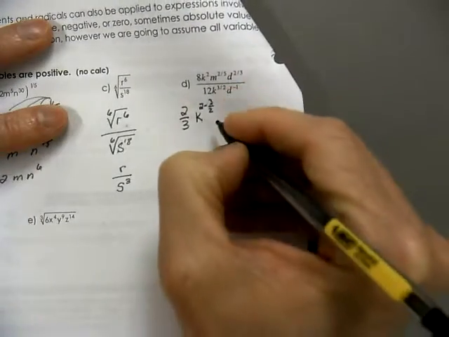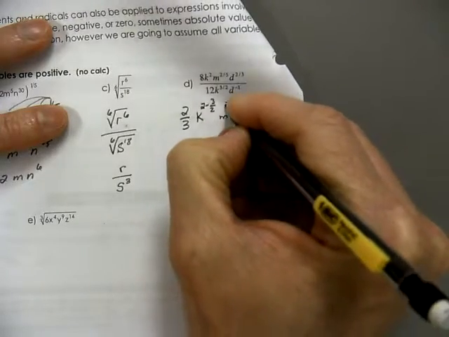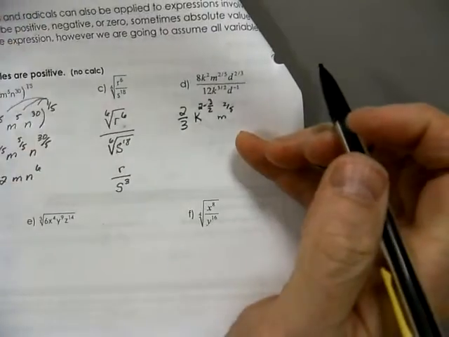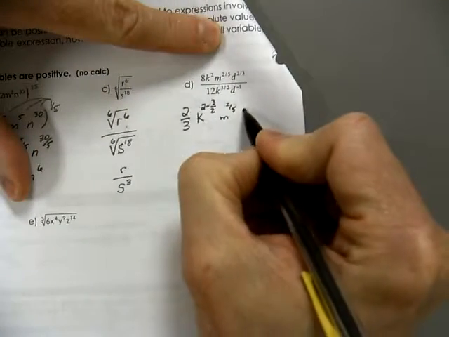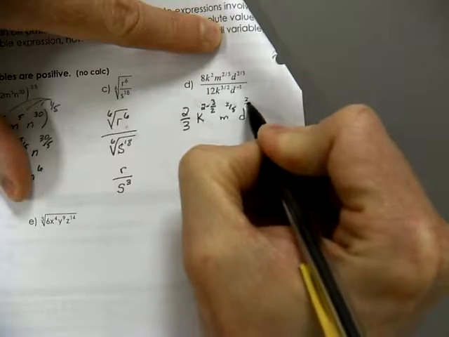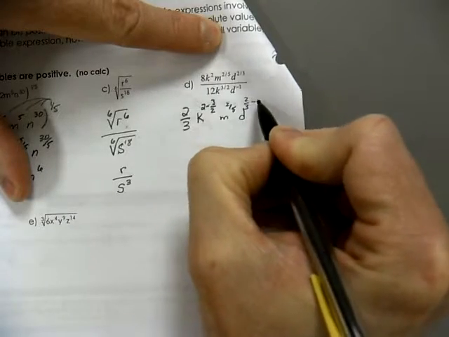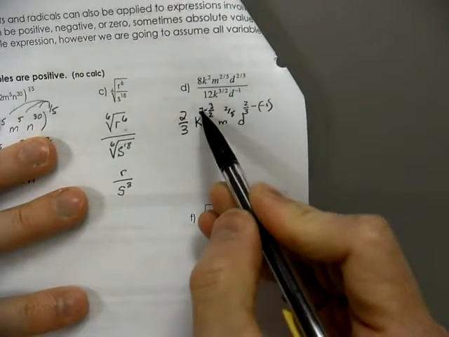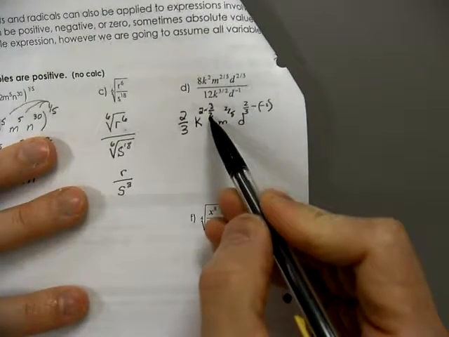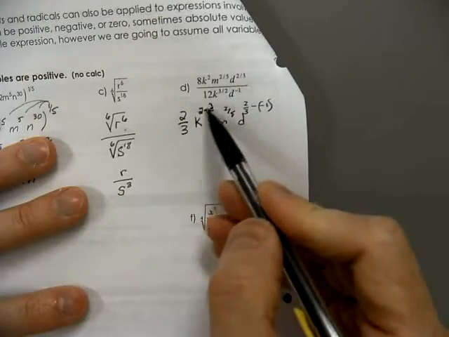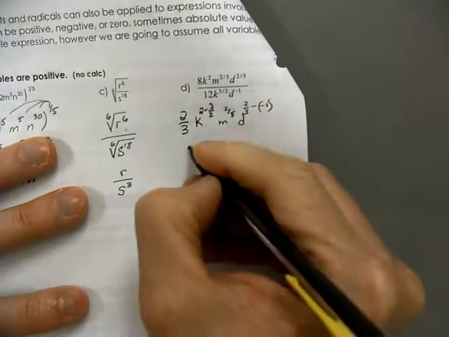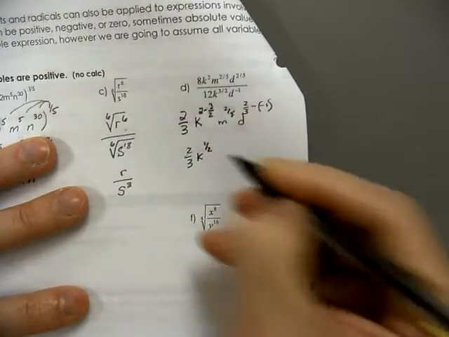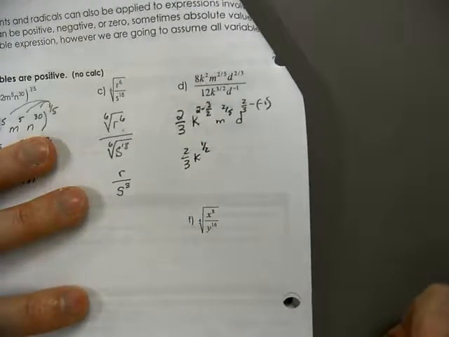There's only one set of m's in here. And the d's have the same base, so we can subtract exponents. So when you subtract 2 minus 3 halves, that's like 4 halves minus 3 halves leaves you with 1 half. So that's k to the 1/2 power.